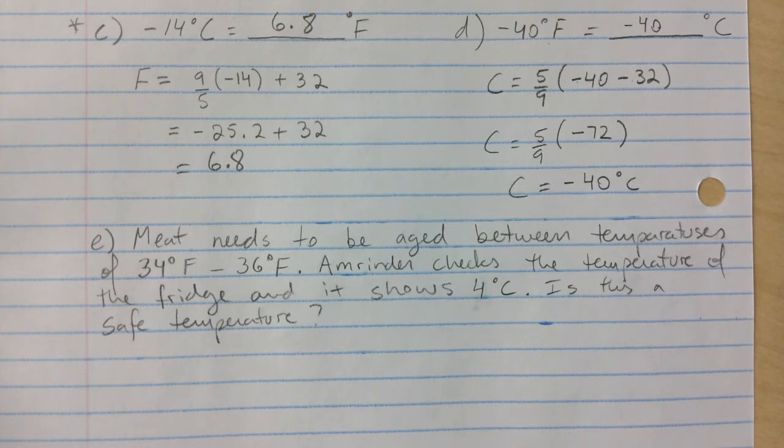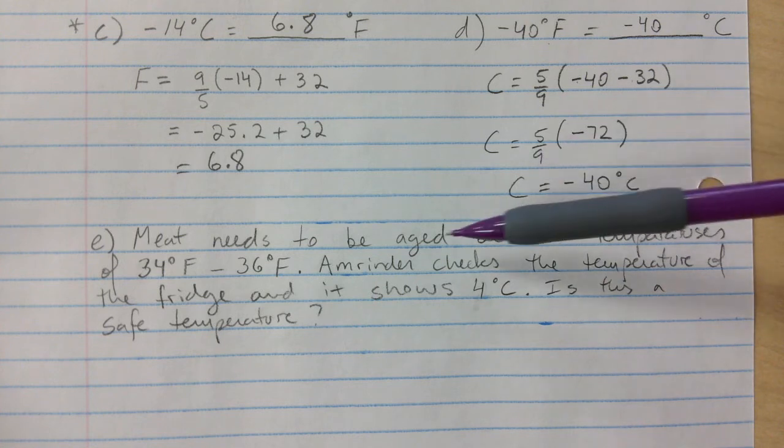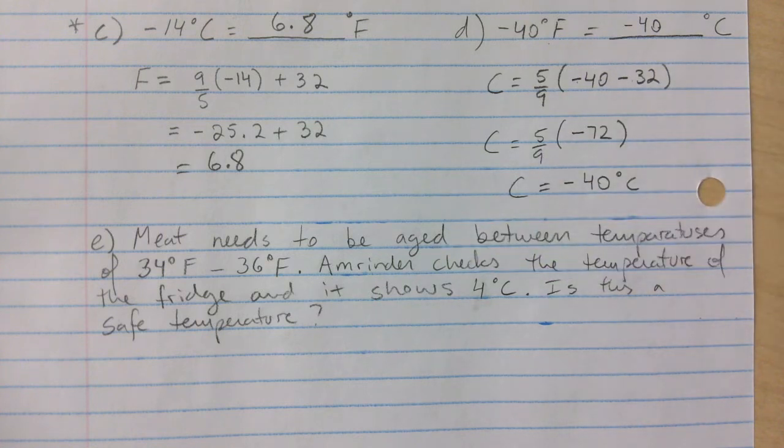And it needs to be aged between 34 Fahrenheit and 36 Fahrenheit. So anywhere in between, including those numbers, is fine. Okay. Amrinder checks the temperature of the fridge and it shows 4 degrees Celsius. Is it a safe temperature? Is this a safe temperature?